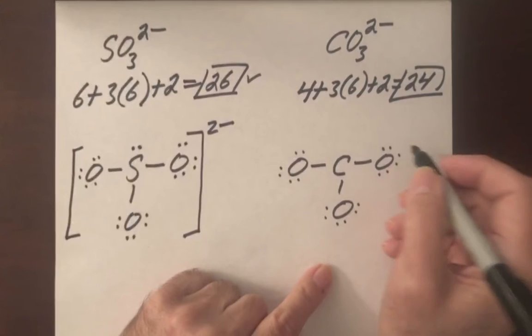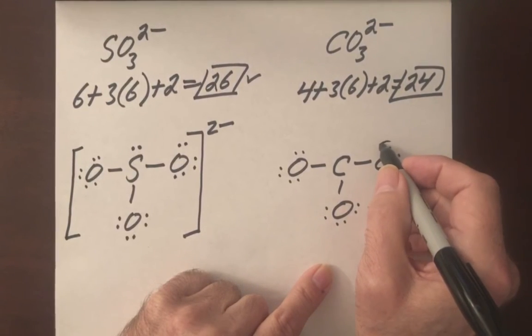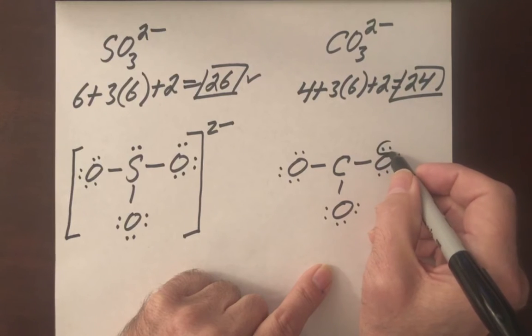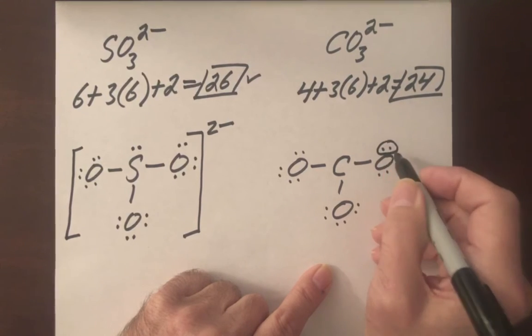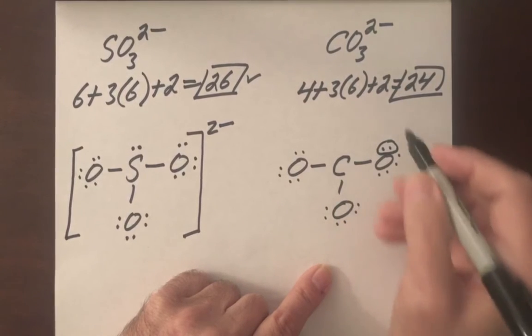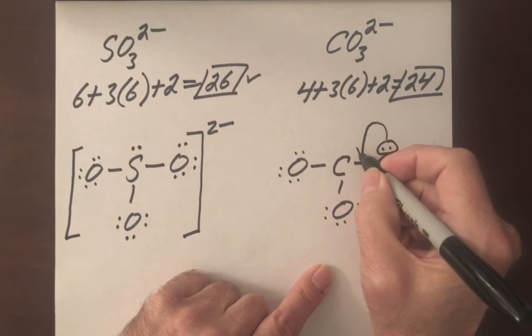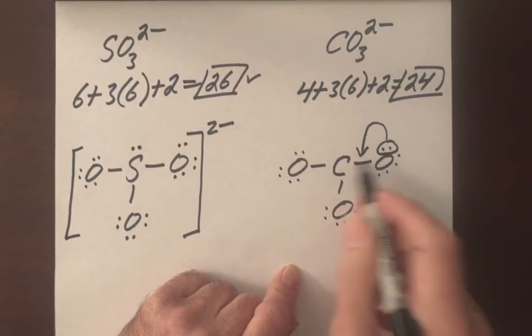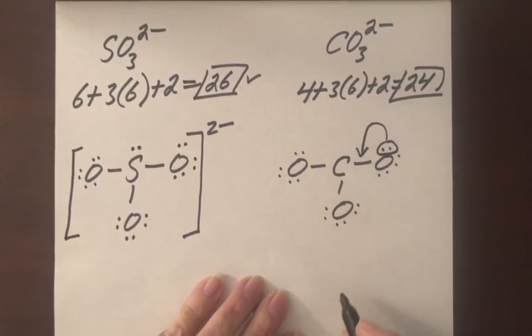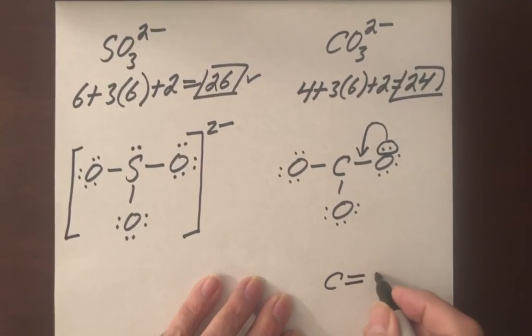So what I'm going to do, and I'm just doing this for instructional purposes right now, you don't need to do this when you're drawing your Lewis structure, is take one of the lone pairs off of one of the oxygens, and it doesn't matter which one, and turn that into an additional shared pair between the carbon and the oxygen. So let me rewrite that down here. So I have carbon now with a double bonded oxygen, and the others will be single bonded.